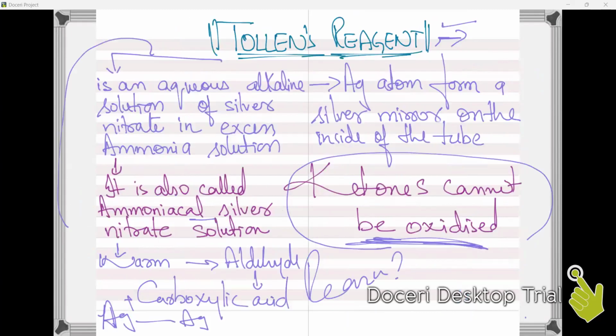Then comes Tollens' reagent. How will Tollens' reagent help to identify the presence of the carbonyl? It is an alkaline solution of silver nitrate in excess ammonia solution. It is also called ammoniacal silver nitrate solution. It will be warmed with aldehyde and it will give us a carboxylic acid. Ag plus is reduced, and silver atoms form a silver mirror on the inside of the tube. As far as ketones are concerned, ketones cannot be oxidized.